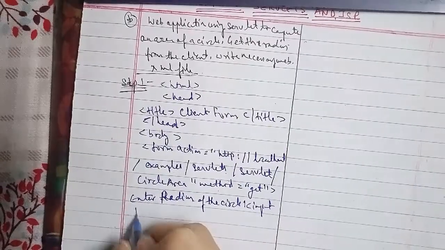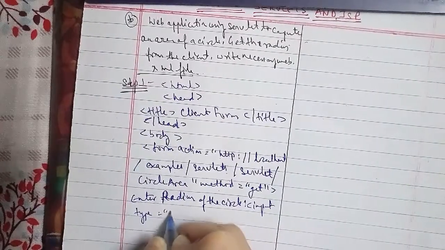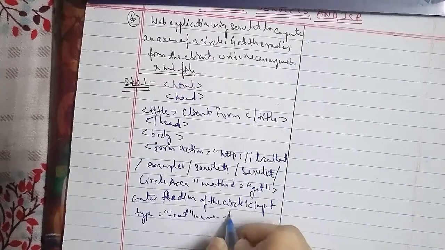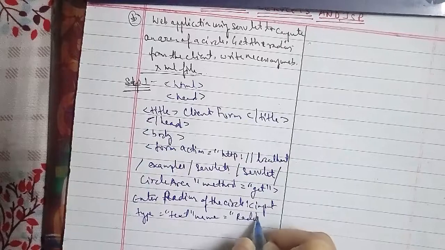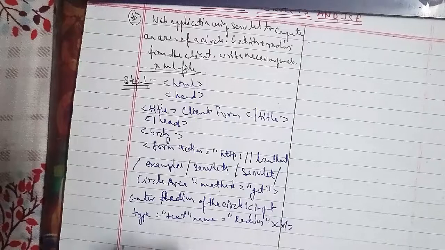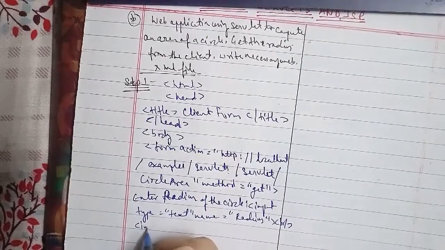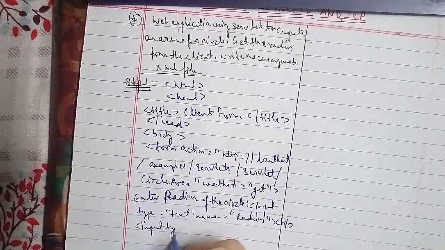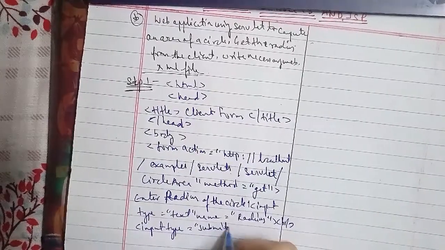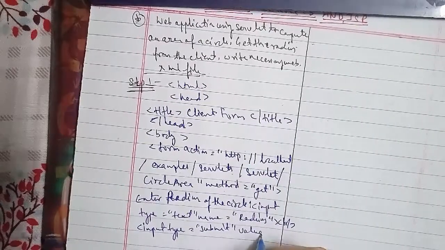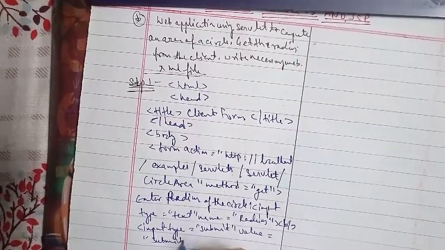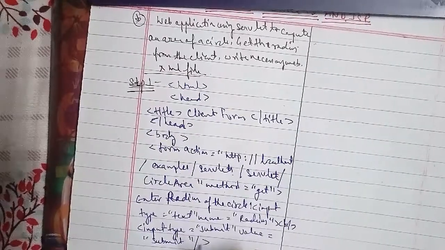br tag close. Then after that input type equals to submit, value equals to submit, form tag close, body tag close, and HTML tag close as well. So this is the first step that we had done here.